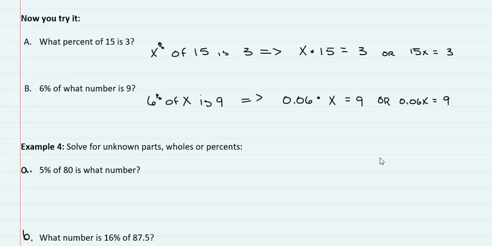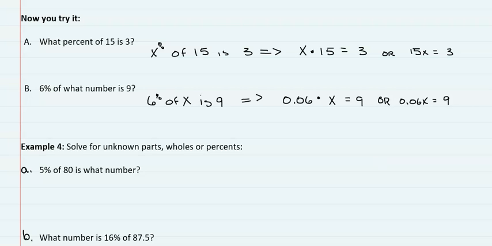Okay, so for the first one, x percent of 15 is 3. So x times 15 equals 3, or you can rearrange it to look more like algebra without the times sign: 15x equals 3. And then b, 6% of x is 9. So 0.06 times x equals 9, and you can rewrite that without the times sign. It's not much different, but 0.06x equals 9.